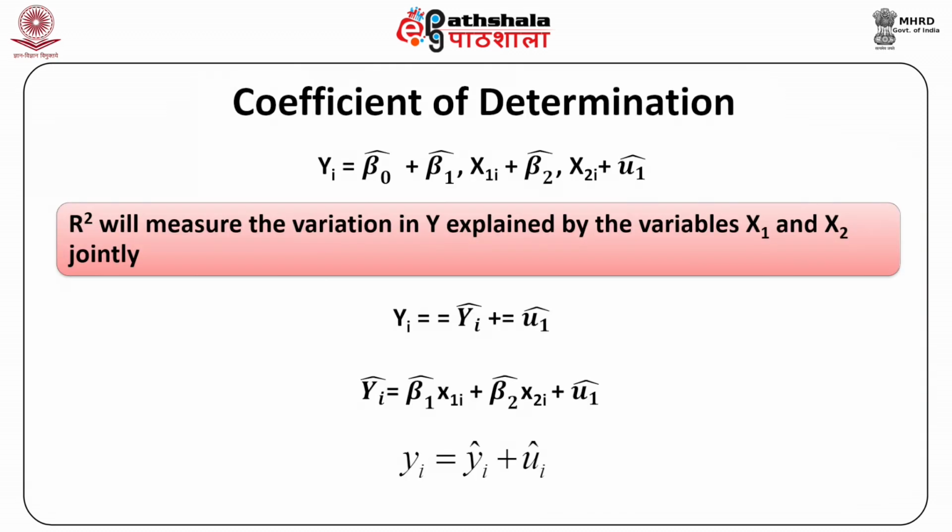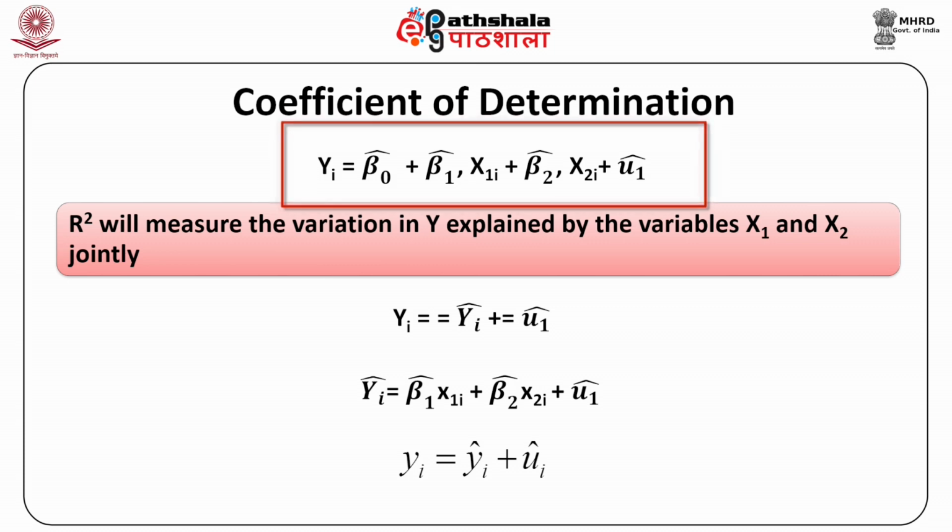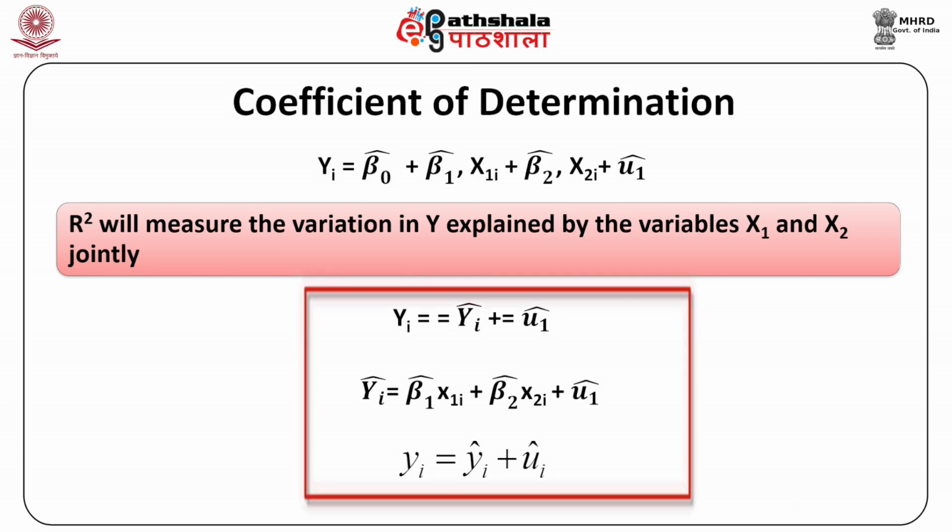In a three variable model, yi is equal to beta hat 0 plus beta hat 1 x1i plus beta hat 2 x2i plus u hat i. R squared will measure the variation in y explained by the variables x1 and x2 jointly. yi is equal to y hat i plus u hat i. Considering the deviations from the mean values, we have y hat i is equal to beta hat 1 x1i plus beta hat 2 x2i plus u hat i. That implies yi is equal to yi hat plus u hat i.